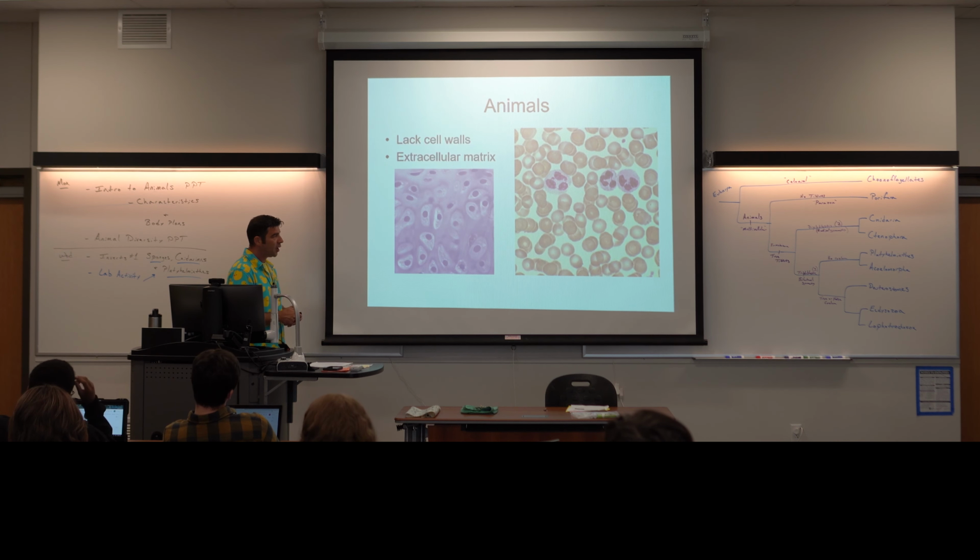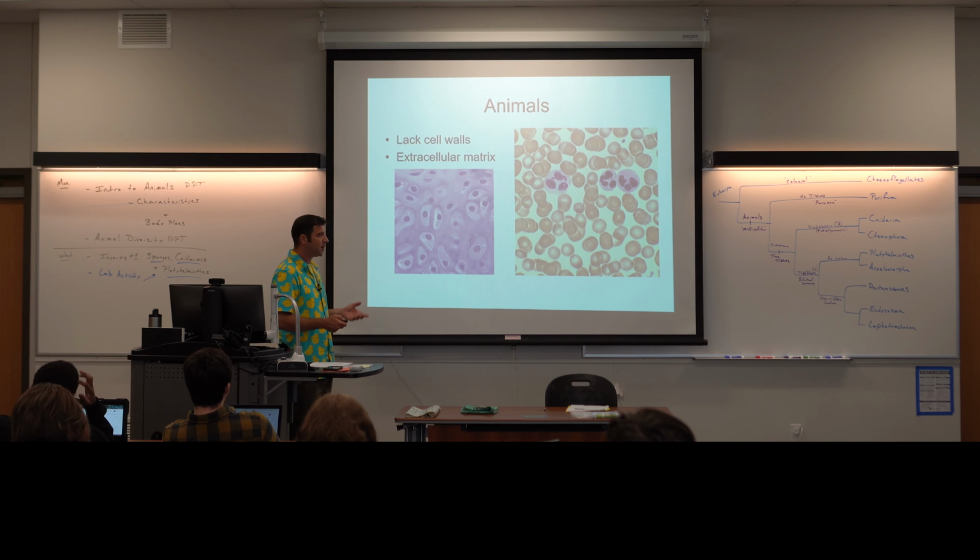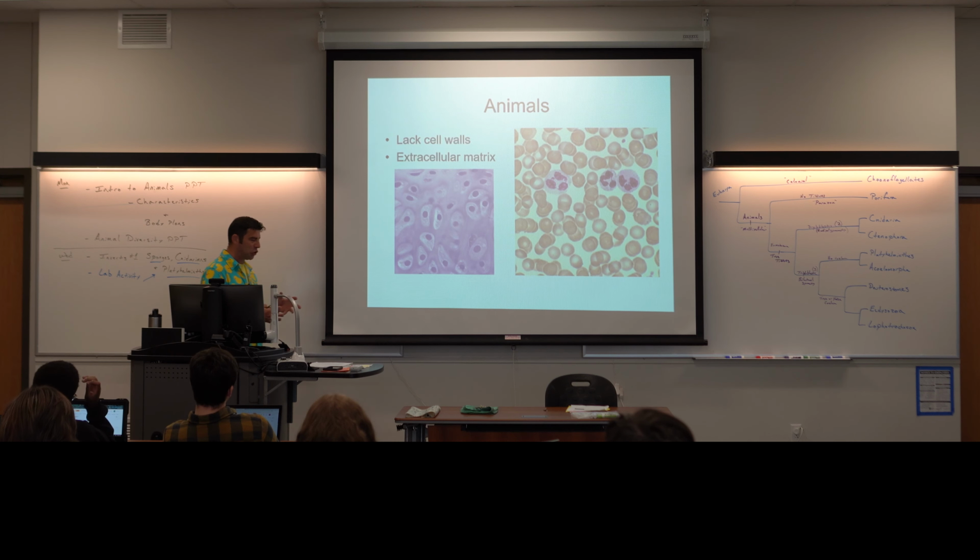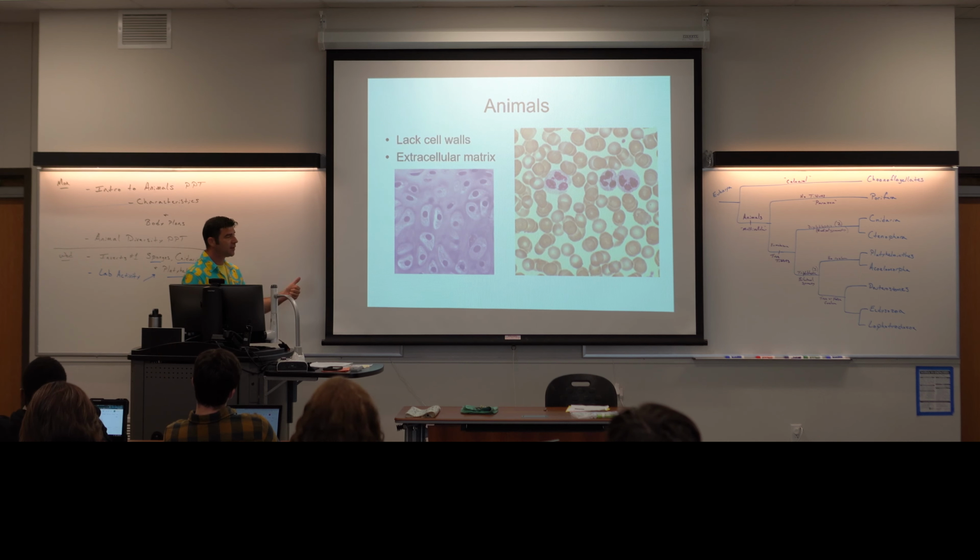This is a fluid connective tissue, blood, and the extracellular matrix we call plasma. It's mostly water, like 90% water. A very fluid extracellular matrix, whereas this hyaline cartilage is a much more gelatinous extracellular matrix. It gives this group of cells a little bit of resiliency or strength. So they lack cell walls, and they have an extracellular matrix.